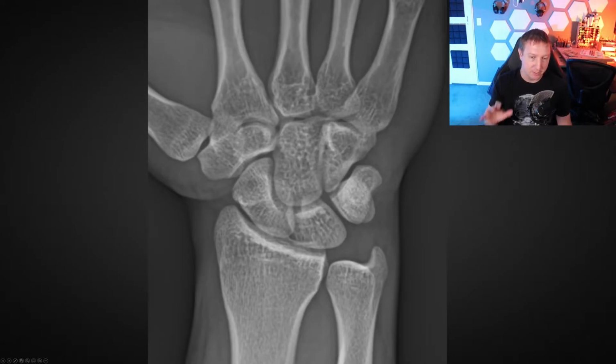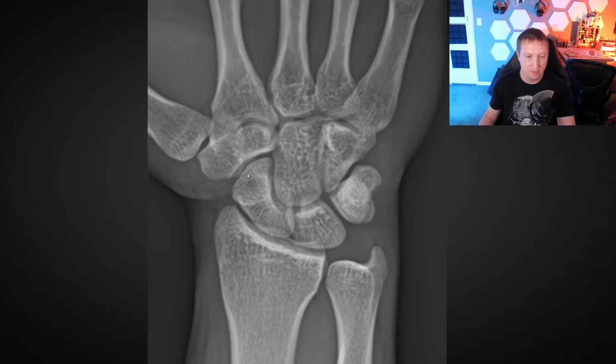But starting with the anatomy on the P to A wrist view, we have 4 carpal bones in each row, as you probably already know. We have our scaphoid, our lunate, our triquetrum with our pisiform overlying it anteriorly. We have our hamate, our capitate, our trapezoid, and our trapezium. All right, and so those are our different wrist bones.